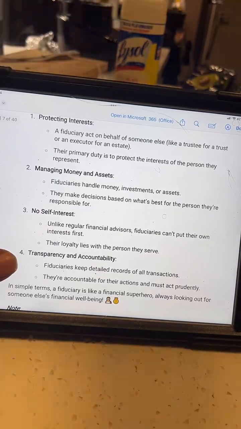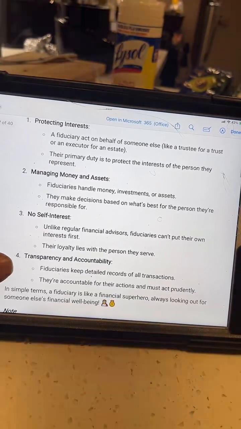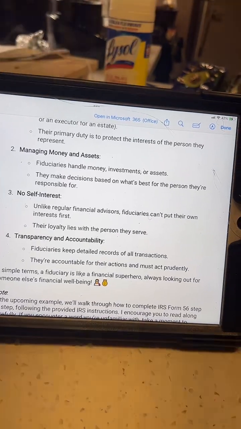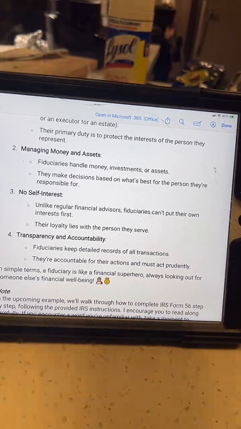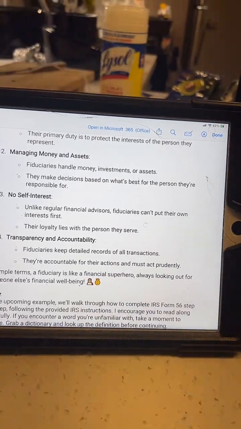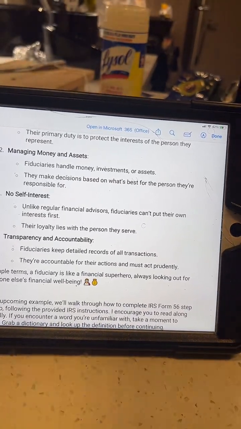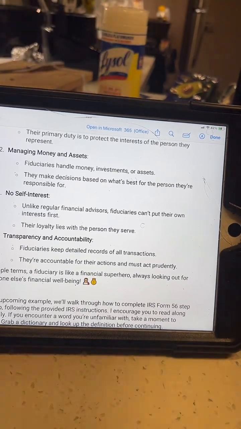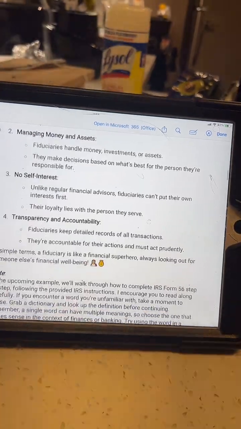Their primary duty is to protect the interest of the person they represent. Managing money and assets. Fiduciaries handle money, investments, or assets. They make decisions based on what's best for the person they're responsible for. No self-interest. Unlike regular financial advisors, fiduciaries can't put their own interests first. Their loyalty lies with the person they serve.